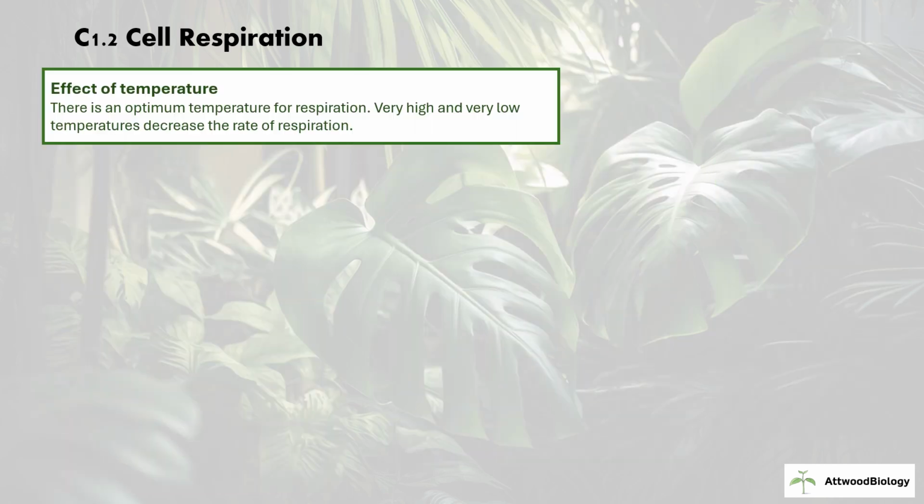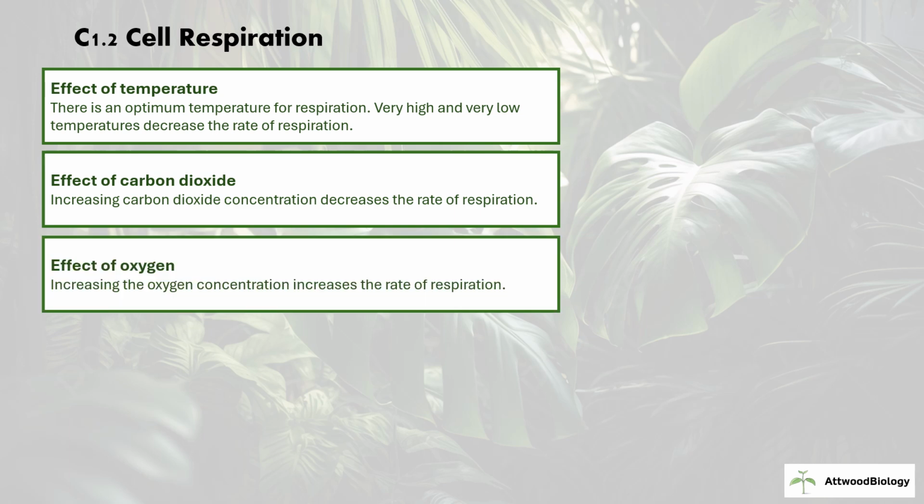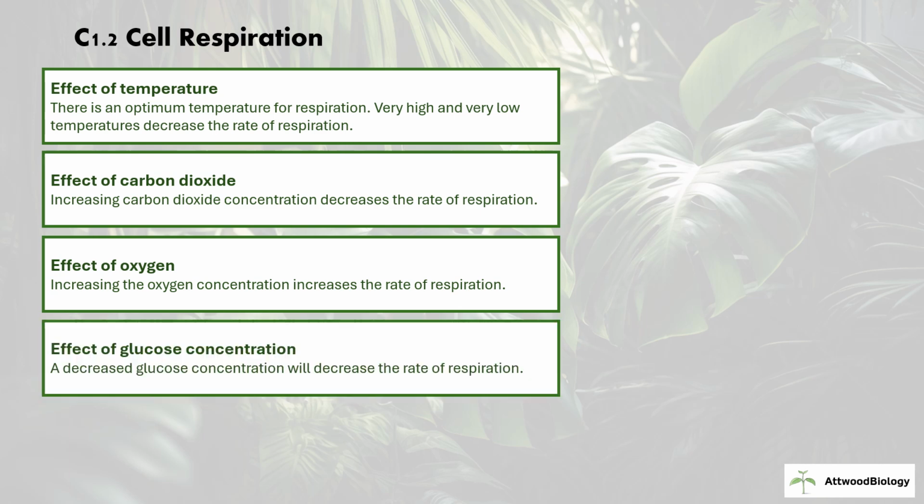Okay, so we're going to have a look at the things that can affect the rate of cell respiration. So, number one, temperature. There's an optimum temperature for respiration. At very high and very low temperatures, the rate of respiration is going to decrease. Now, this is linked to homeostasis, so this is why your body needs to maintain a constant internal temperature. If we increase the concentration of carbon dioxide, this decreases the rate of respiration. Increase in oxygen concentration will increase the rate of respiration because obviously oxygen is used in respiration.